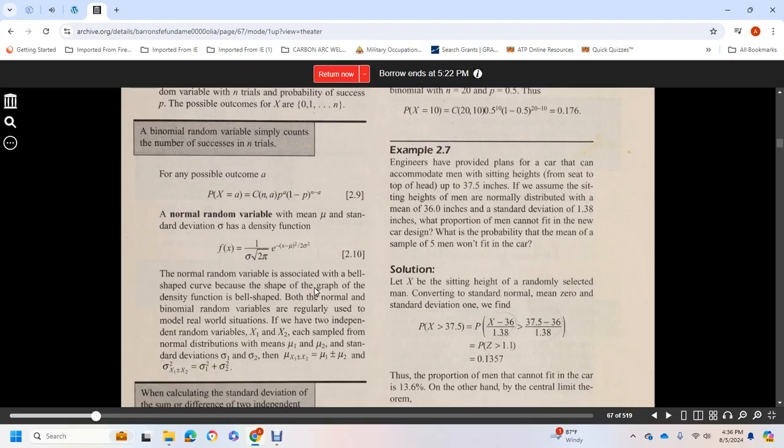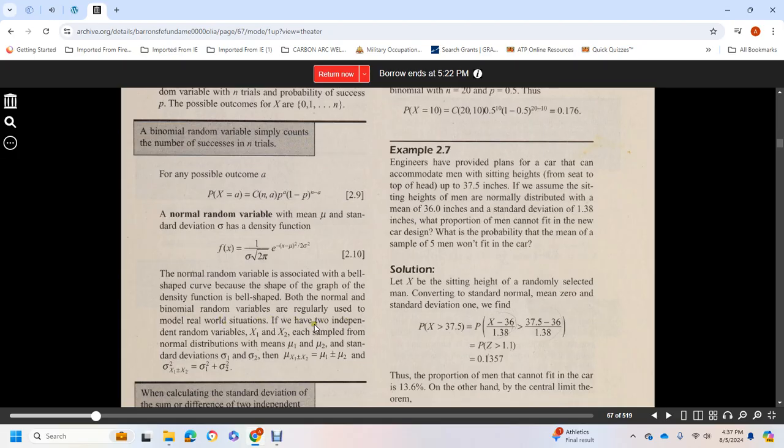A normal random variable, with mean mu and standard deviation sigma, has the density function f(x) equal to 1 over sigma times the square root of 2 pi, times e to the negative (x minus mu) squared divided by 2 sigma squared. A normal random variable is associated with a bell-shaped curve because the graph of the density function is bell-shaped. Both normal and binomial random variables regularly model real-world situations.